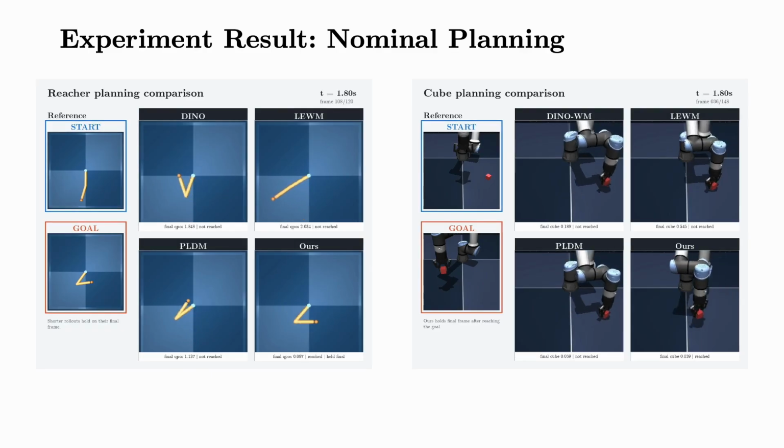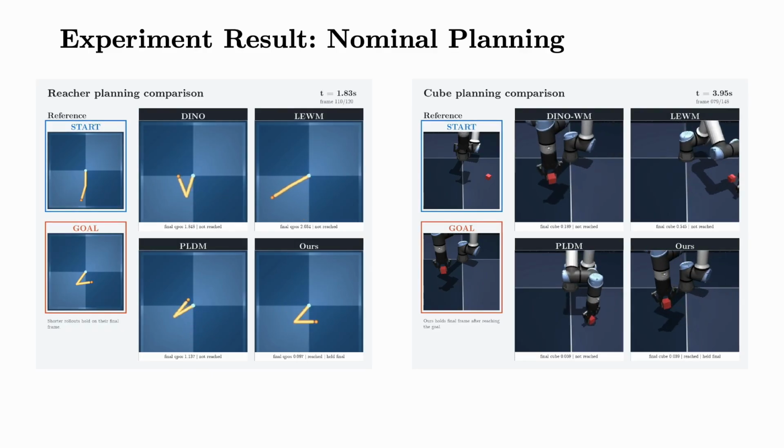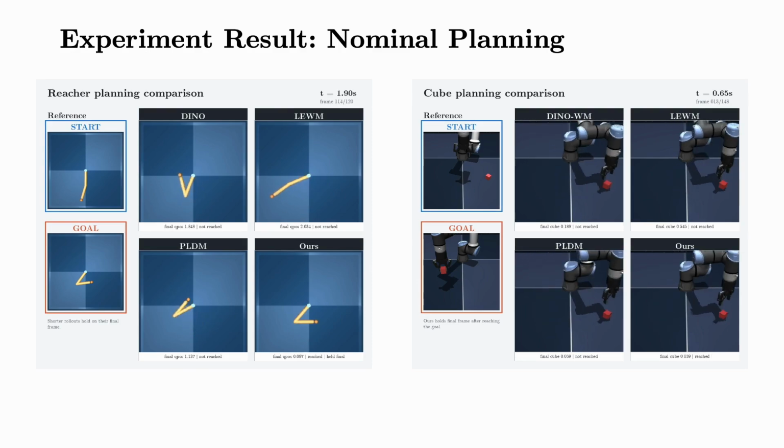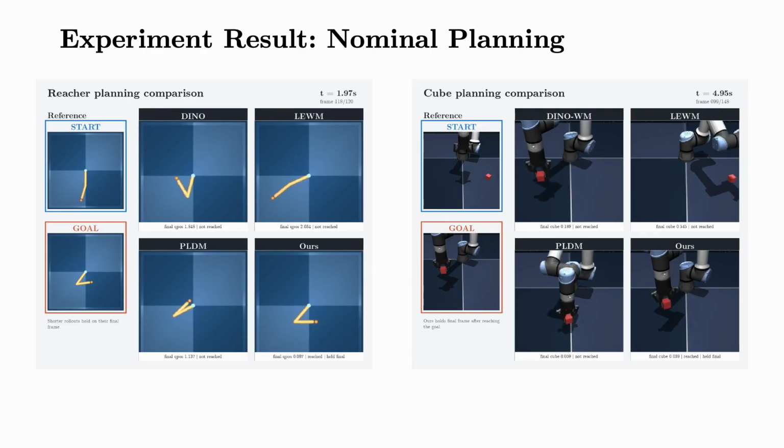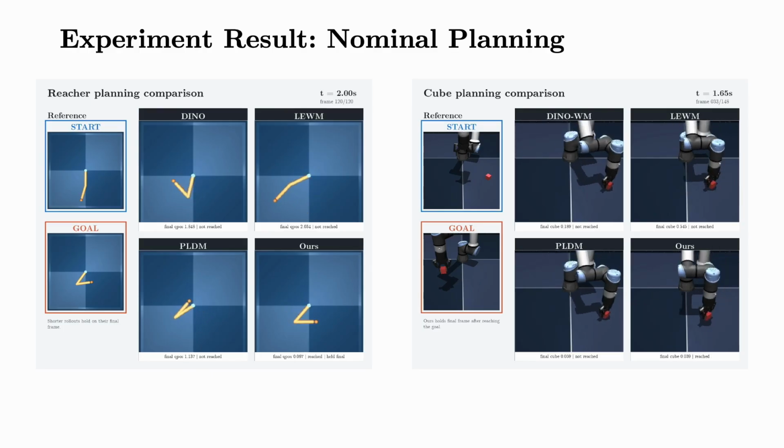First, we look at nominal planning across Reacher, Cube, Push-T, and Rope. On Reacher and Cube, our Markovian latent world model with gradient-based planning shows stable convergence to the goal. For Cube, the baselines can sometimes move close to the target, but often drop the cube, while our method reliably keeps it in hand.